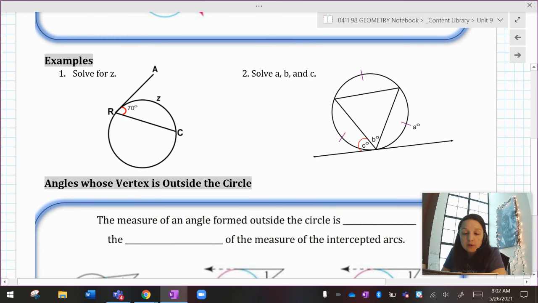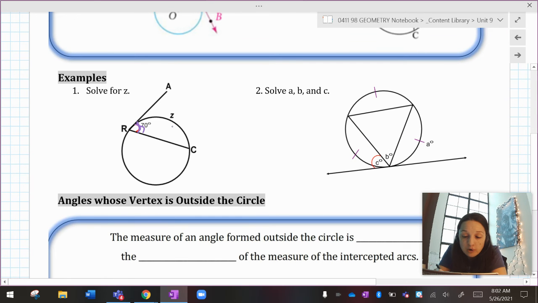So if we come down here, this 70 touches the edge, which means 70 is half of the arc. The arc is z, so 70 times 2 is 140.